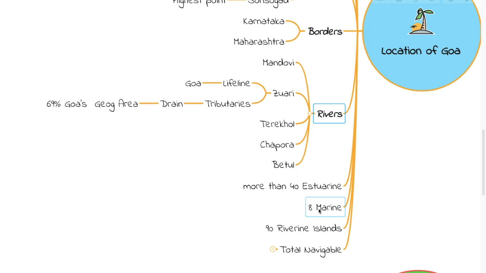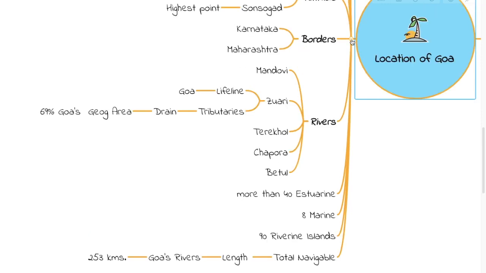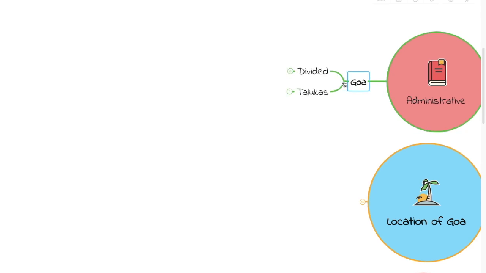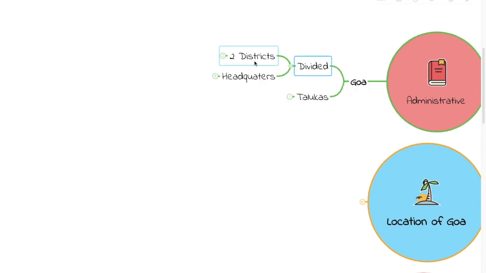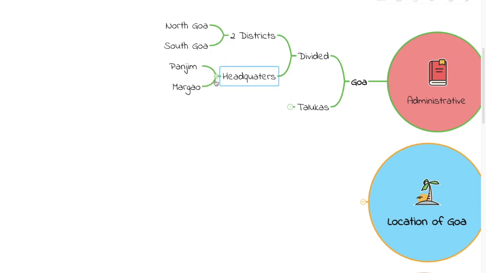It has 8 marine and 90 riverine islands, and the total navigable length of Goa's rivers is 253 kilometers. For administrative purposes, Goa is divided into two districts, North Goa and South Goa, with headquarters in Panjim and Margao. And Goa also has 12 talukas.